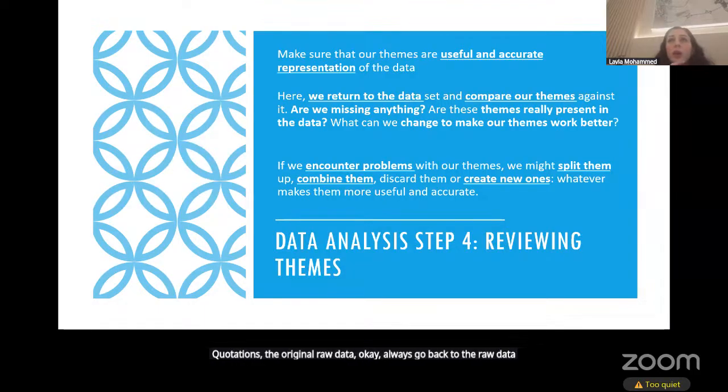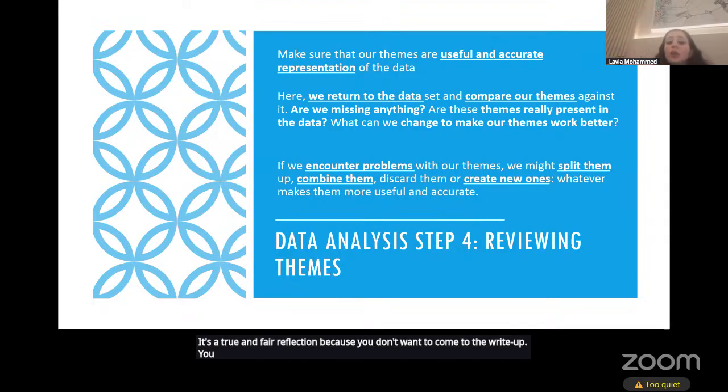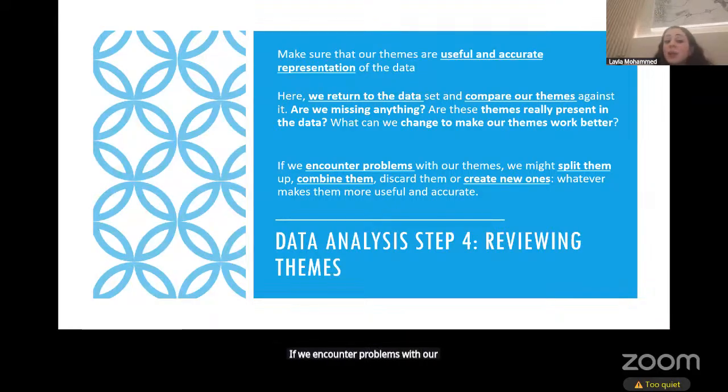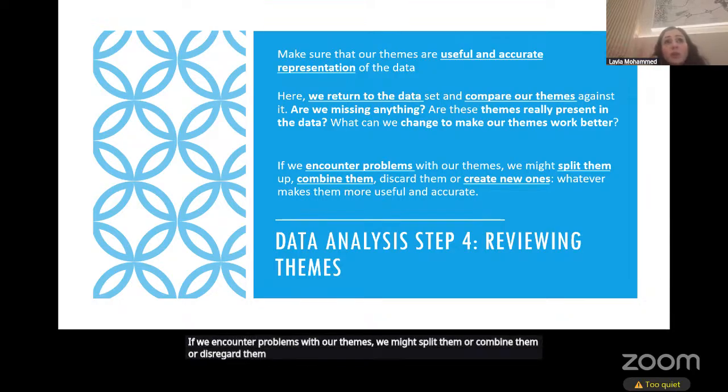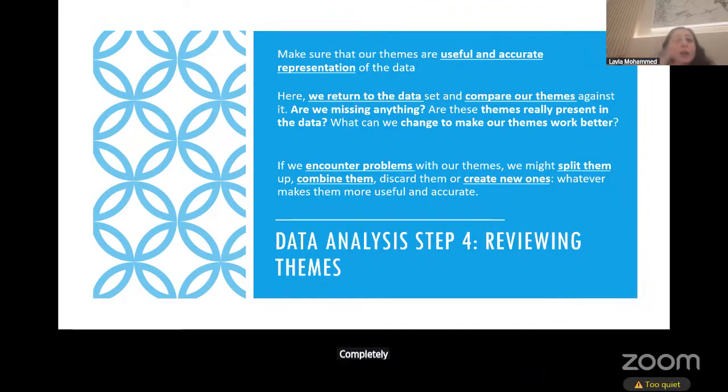Make sure that it's a true and fair reflection, because you don't want to come to the write-up, you put a theme and then you use a transcript as evidence of your theme, but it doesn't make sense, okay, or it's not aligning. So you need to keep on refining your theme, potentially. If we encounter problems with our themes, we might split them or combine them, or disregard them completely and create new ones. Don't be afraid to completely remove some, add some, edit some. This is the normal process, okay?